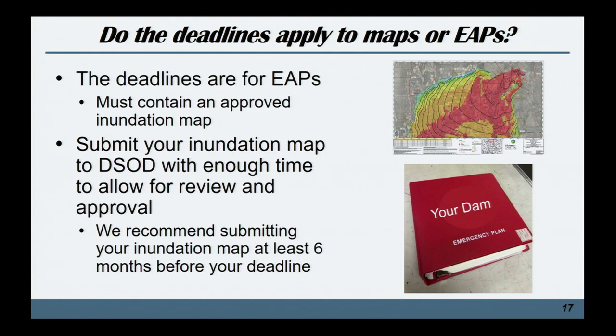So you would need to submit your inundation map ahead of time, get it approved, and then have the EAP developed and submitted. We recommend that you submit your inundation map with enough time to review, 6 months, but that's kind of a rule of thumb, and it varies a lot right now because of how many submittals we've been getting. So feel free to email us at that MapRegs email or give us a call at our general number, and we can give you more information.